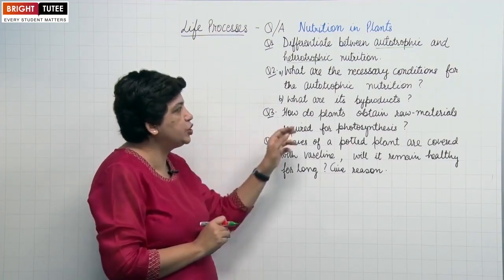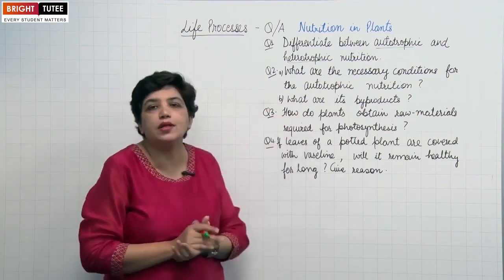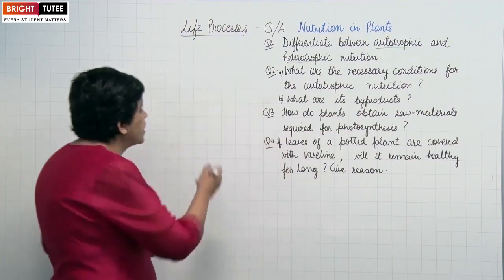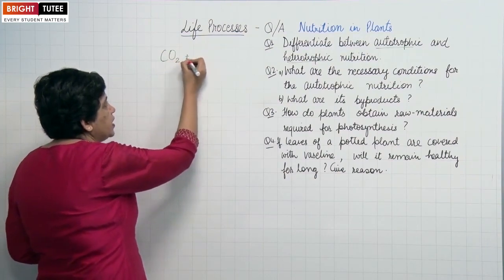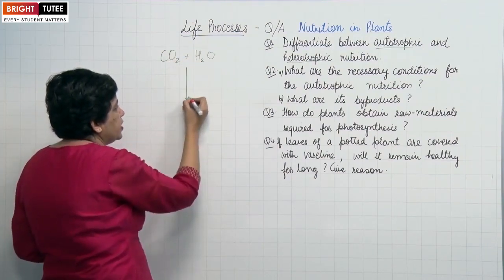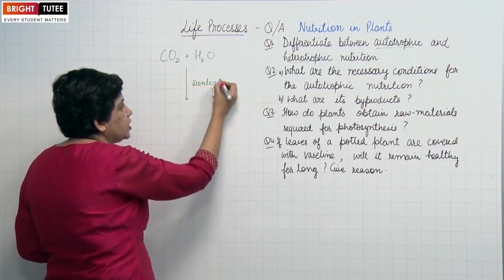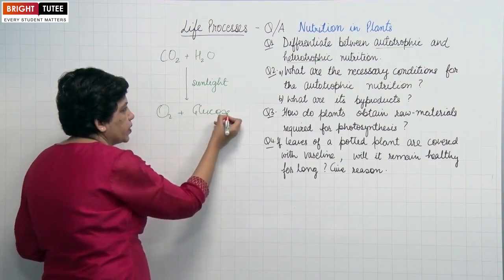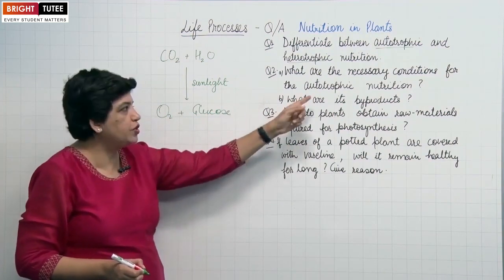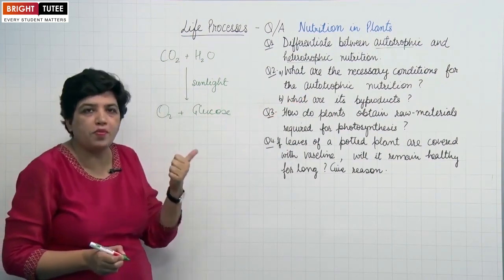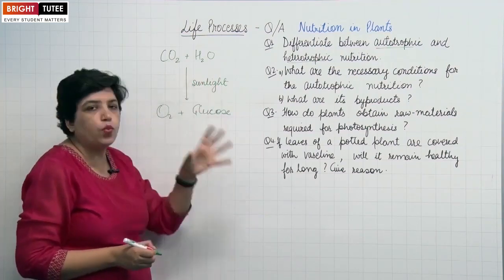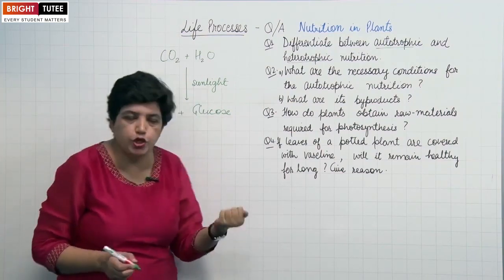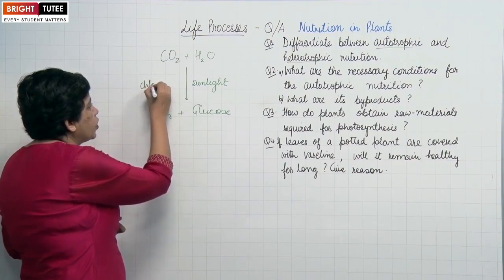We are heterotrophs. Question number 2. What are the necessary conditions for the autotrophic nutrition and what are the byproducts? So for this question, you can also give the equation for photosynthesis. That is, they use carbon dioxide and water and utilize the sunlight or the solar energy, and the products formed are oxygen and glucose. So what are the necessary conditions for autotrophic nutrition? First is the presence of two raw materials, that is carbon dioxide from the air and water from the soil. Then absorption of sunlight to utilize the solar energy. And one more thing is the presence of chlorophyll.